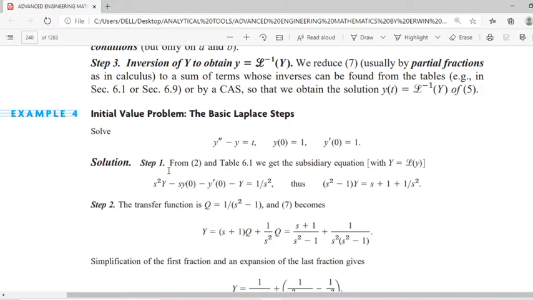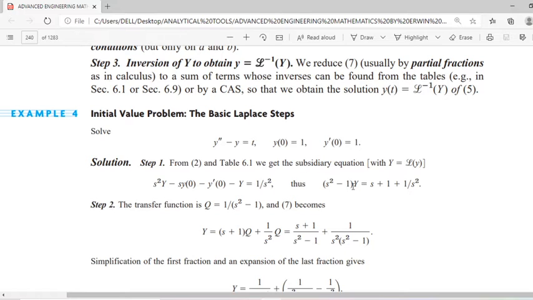So let us find the Laplace transformation of this differential equation. What will be that? L of y double dash minus L of y equal to L of t. So L of y double dash, what is that? s square into y minus s into y of 0 minus y dash of 0. What is L of y? That is y. And what is L of t? That is 1 by s square.